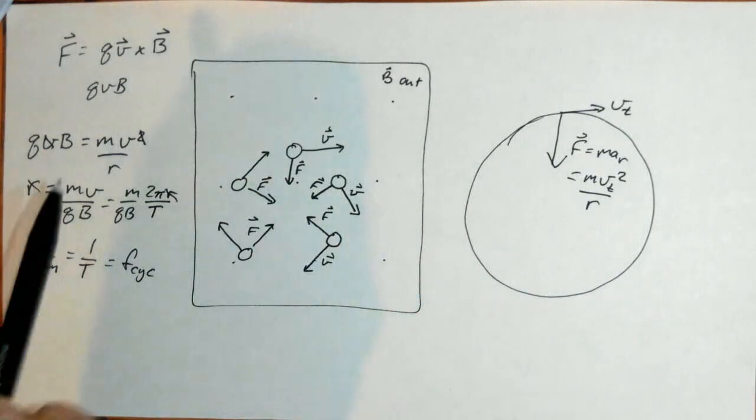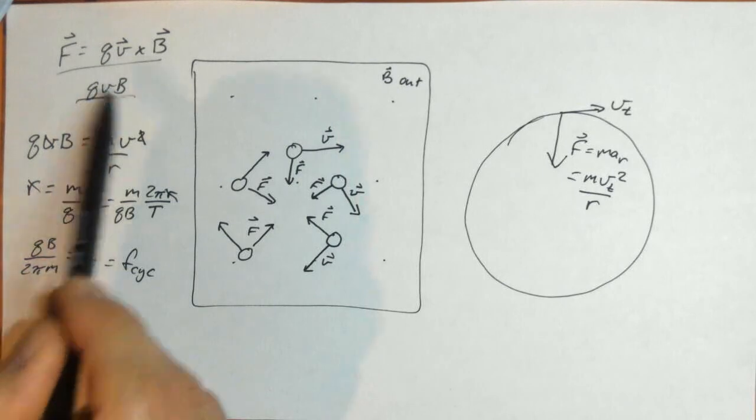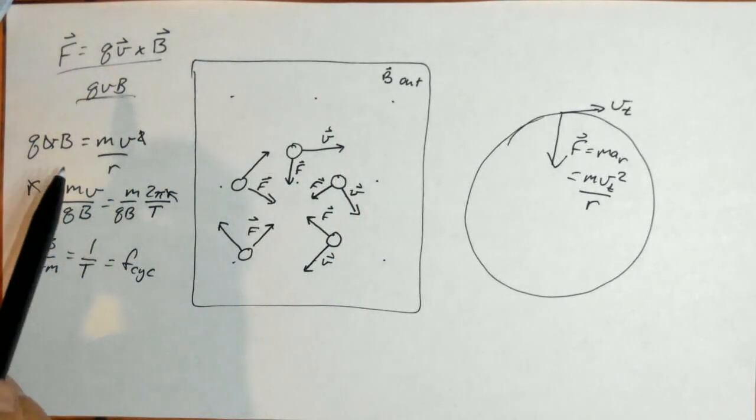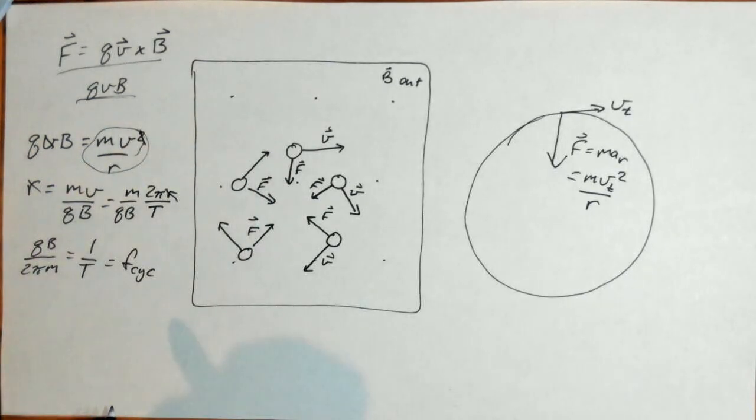And so the main idea I want to emphasize is, here's the force, which if they're perpendicular just becomes QVB, but it's circular motion, and it always will cause circular motion, which means we can relate it to mv squared over r, and therefore play around with some of those values.